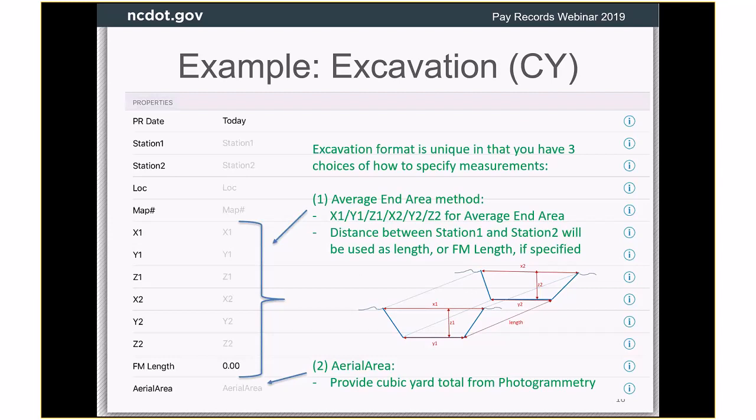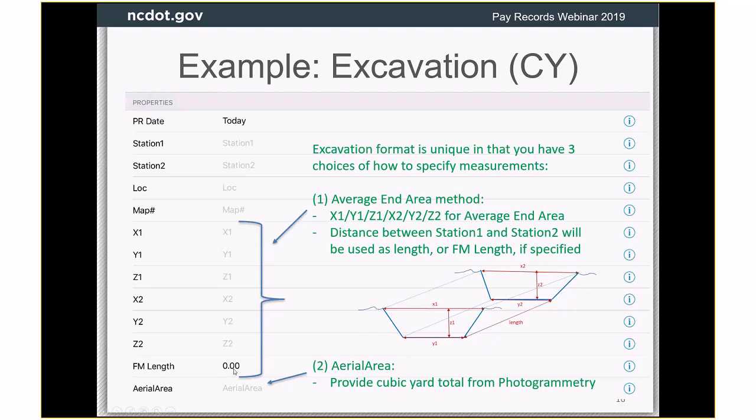The first is the average end area method, and you would have to put in x1, y1, z1, x2, y2, z2. Here's the diagram, and as you know how to do that, we will calculate the distance between station 1 and 2 to use as the length. If you need us to use a field measured length, you would put in this field measured length, and we will use that instead.